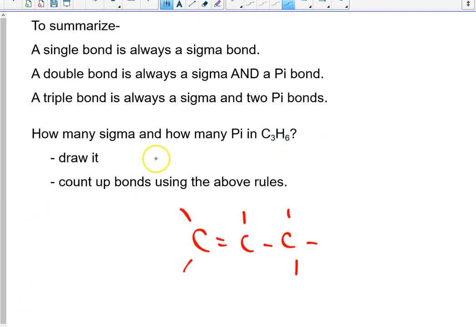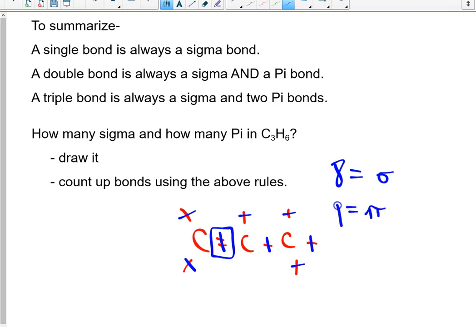So the next thing we would do is count the number of total bonds. 1, 2, 3, 4, 5, 6, 7, 8. So I know I have 8 sigma bonds, right? The next thing to do, is there any double or triple bonds? Yes, there's one double bond, which means I have one pi bond. Are we okay with that? It's just 8 and 1.